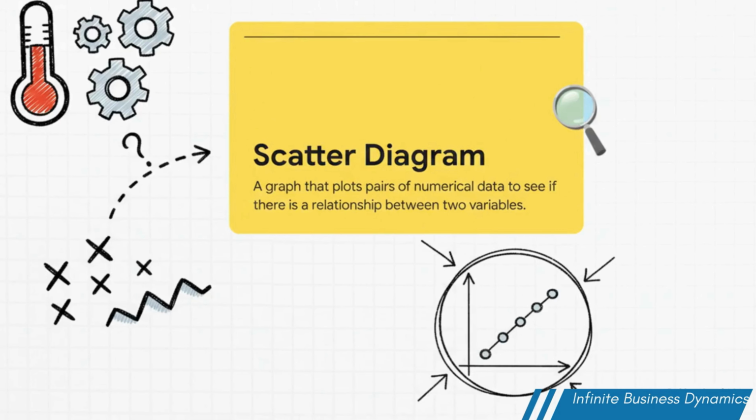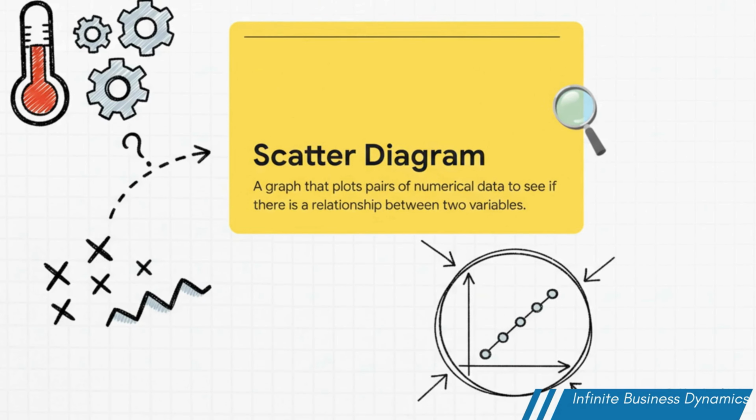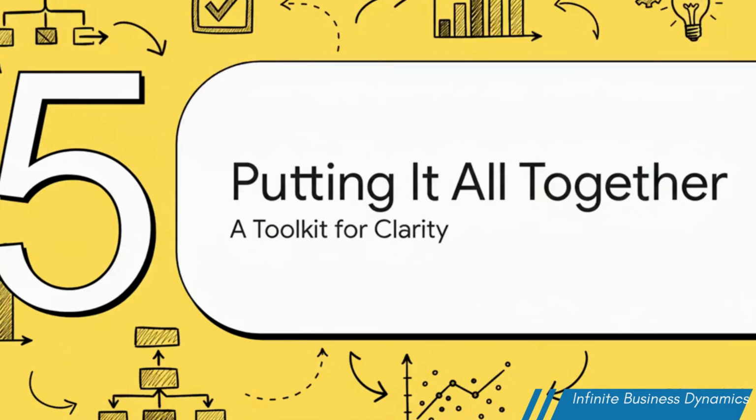And finally, we've got the scatter diagram. This one is all about testing a hunch. Let's say you think that the hotter it gets in the warehouse, the more product defects you have. Well, you plot both of those things on this graph. If the dots start to form a clear line or a curve, you've probably found a real relationship that's worth looking into. And that's it.